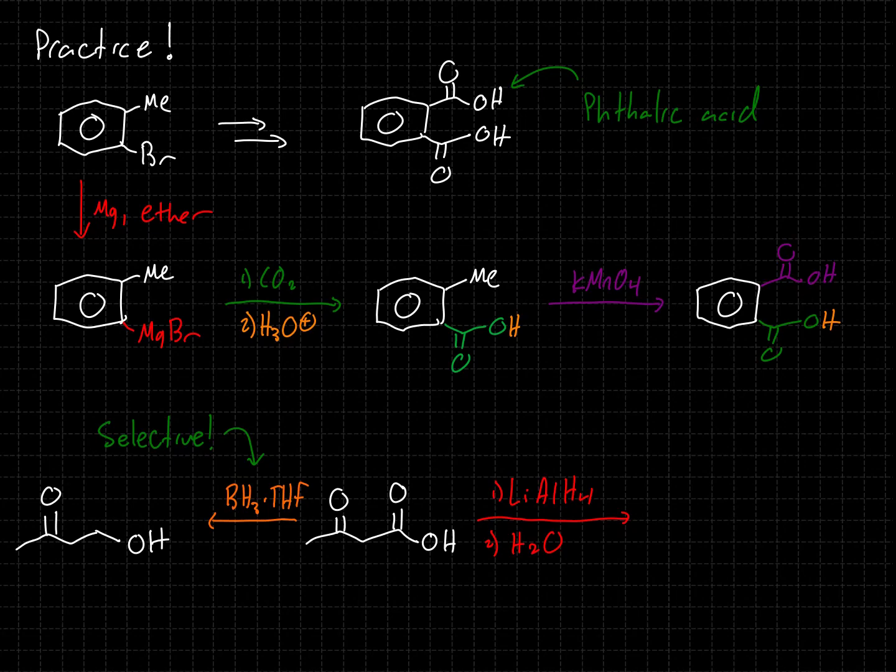The reaction with borane should have been fairly straightforward. As we saw on the previous slide, borane reduction is selective for the carboxylic acid over the ketone. So we would result in this compound here, which has a ketone and a primary alcohol.